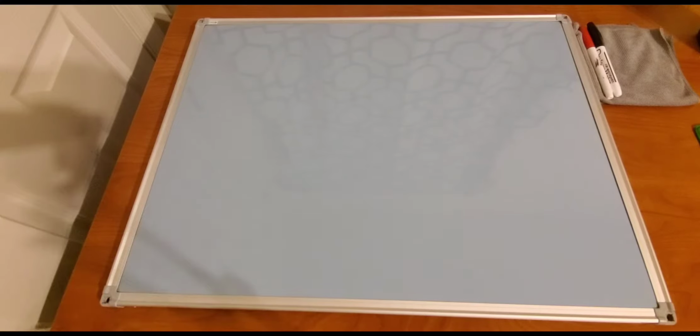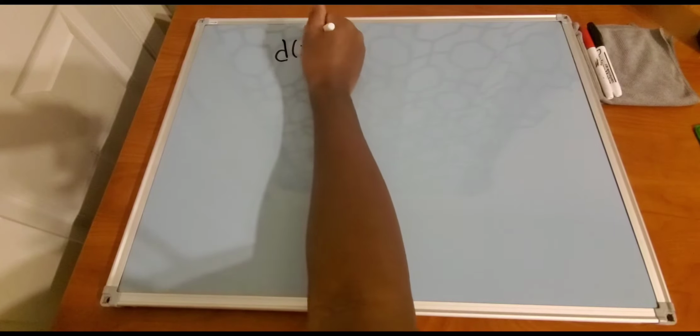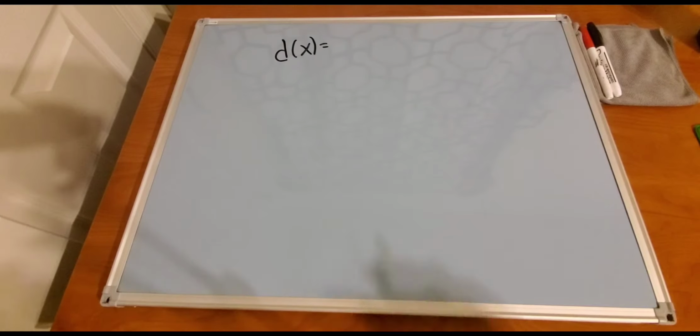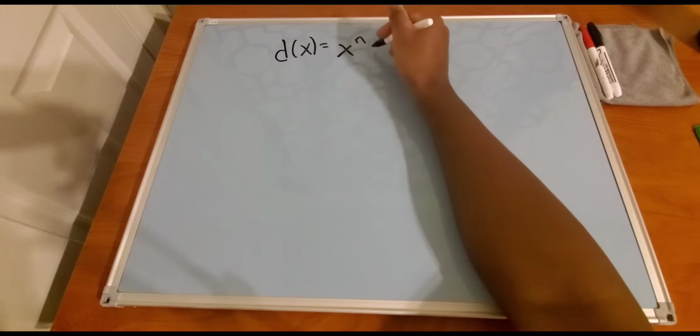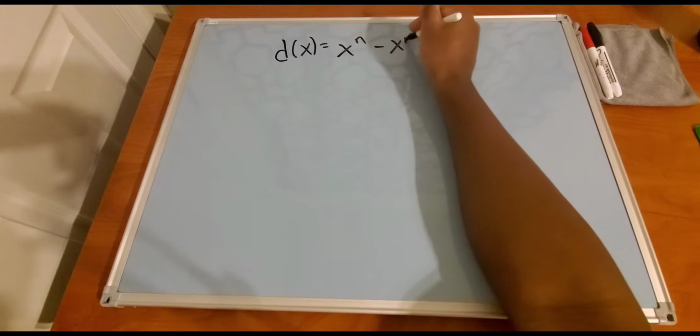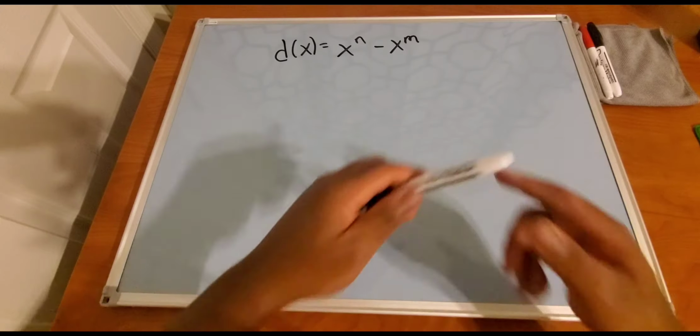So, let's say that we have a function d of x, and we're going to say that d of x is equal to x raised to some number minus x raised to some other number. The only reason why I don't want them to be the same number is because if they are the same, raised to the same exponent, then you don't need to use the difference rule. You can just subtract them and then use the power rule. And I've already covered that.